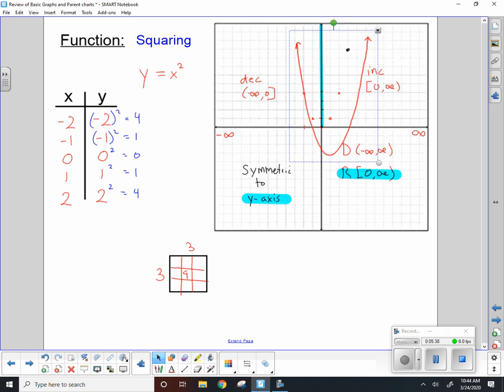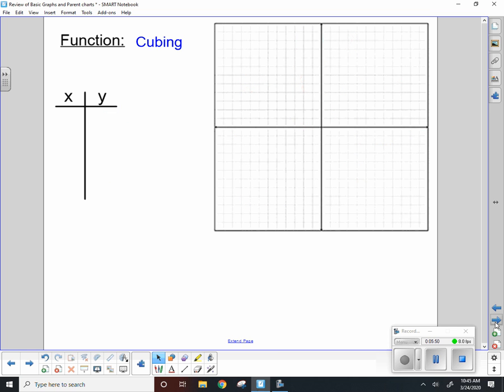They might become, I don't know if it will allow me to distort this. I don't think it is. But you could make them wider or more narrow. Okay, so that's the squaring function. So now next is the cubing function.